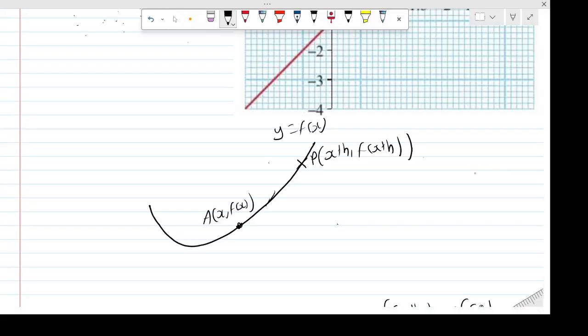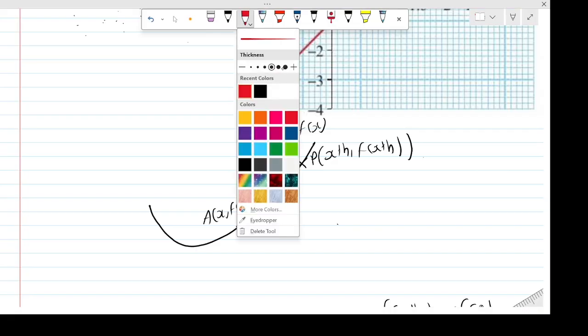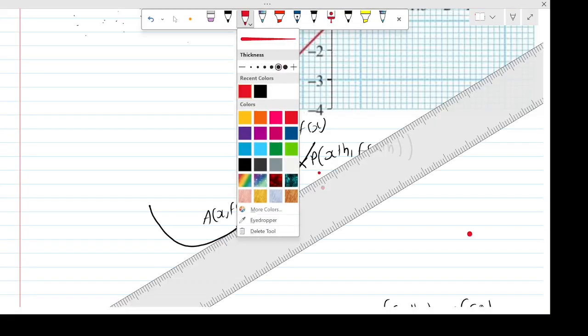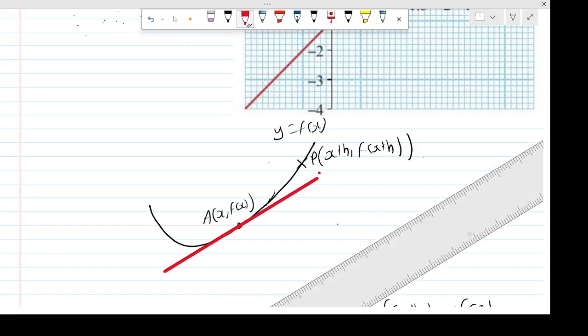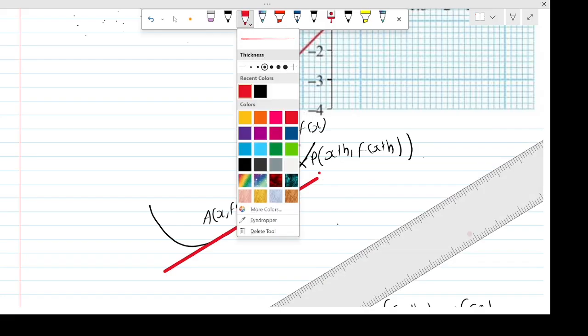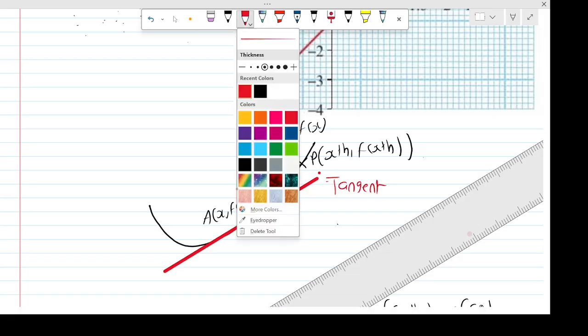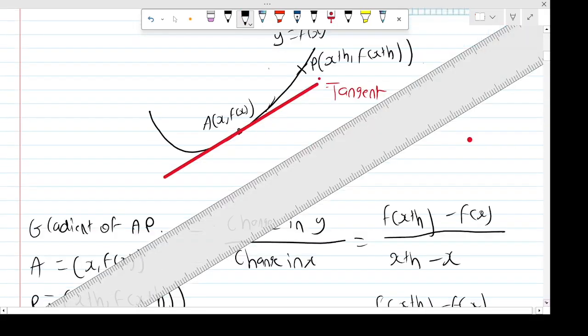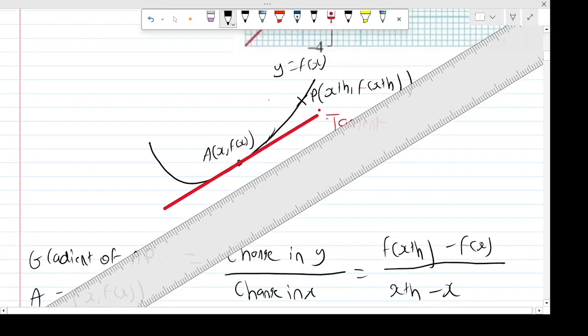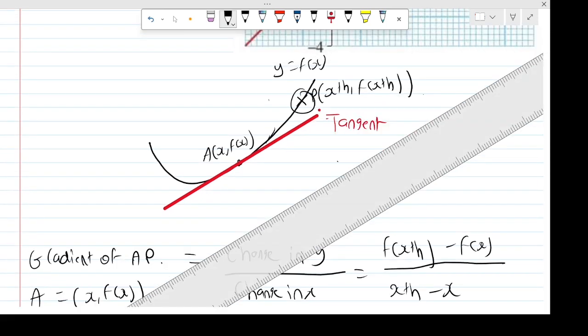Okay, so then I'm going to redraw the tangent to make it very clear, right? Okay, let's try that. There we are. So that's my tangent. Now, what we're going to experiment with, obviously we've seen what the gradient is, the gradient is this expression here. What we're going to do is look at this idea of making P closer and closer to A. So P is originally here.